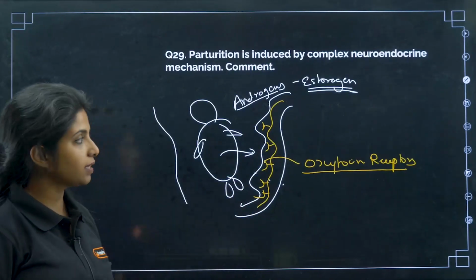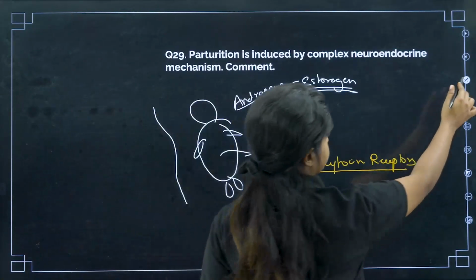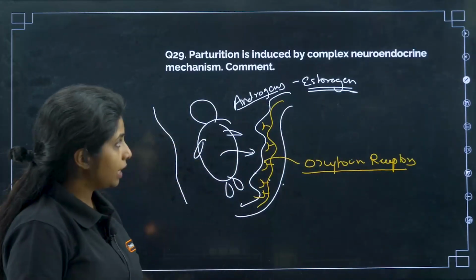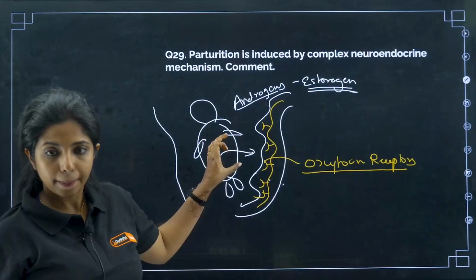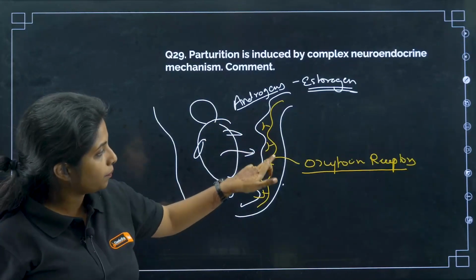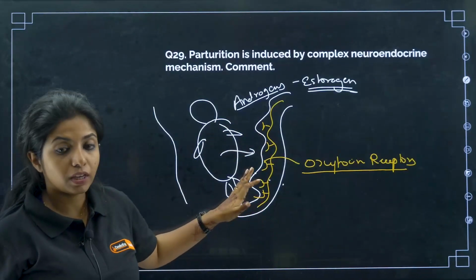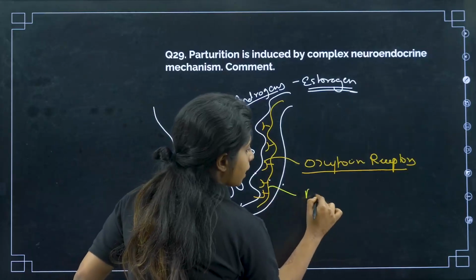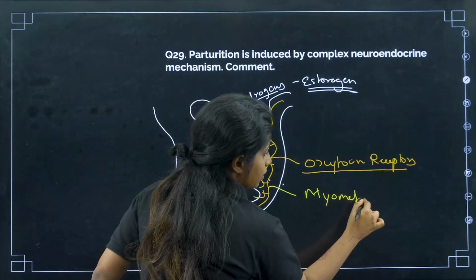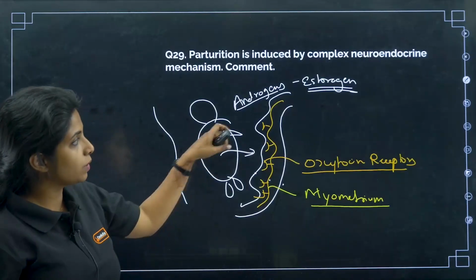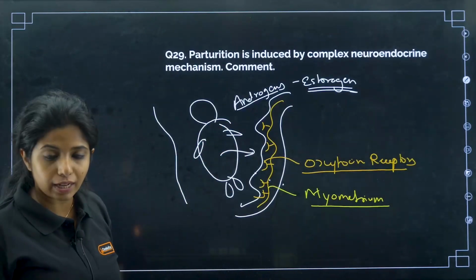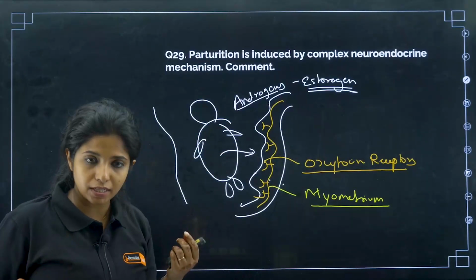Now what is exactly happening here? Estrogen is being released. This estrogen helps the oxytocin receptors express themselves in the myometrium. And the signal which is produced like this is known as the fetal ejection reflex, which is done by the fetus and the placenta itself.